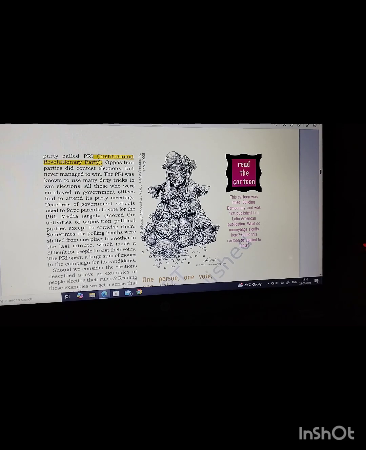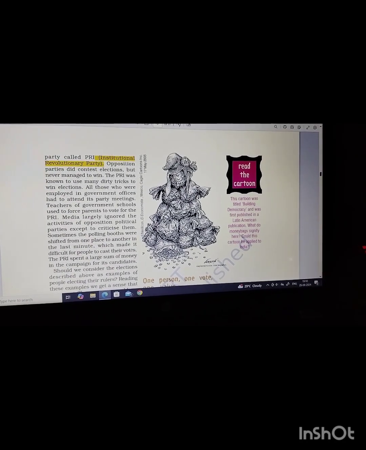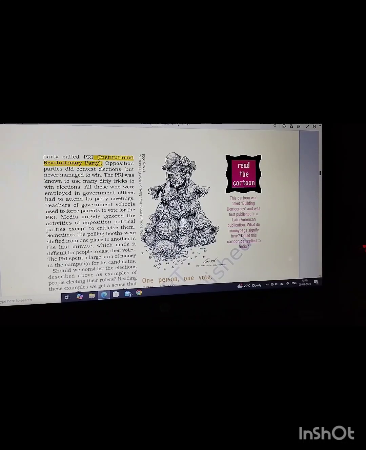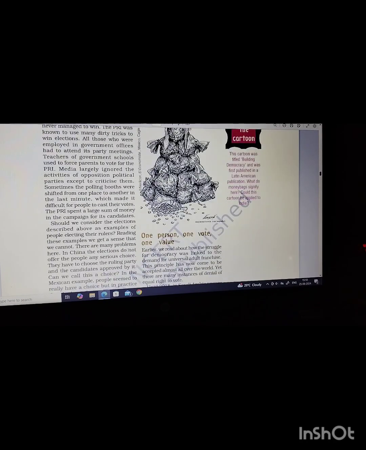Media largely ignored the activities of the opposition parties, because they always thought that if they supported opposition parties, then they would also be tricked by the PRI. So they always supported the PRI because they wanted to keep their positions alive. And sometimes the polling booths were shifted from one place to another, which made it difficult for people to cast their votes.